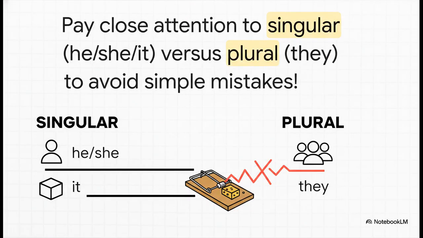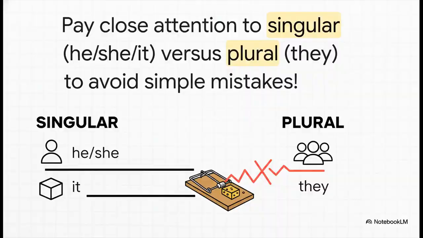And this is where so many people lose points. The number one mistake, by far, is mixing up singular and plural. A test question will absolutely try to trick you, maybe getting you to use it when the answer should be they. It's a simple little trap, but now that you know to look for it, you're not going to fall for it, right?